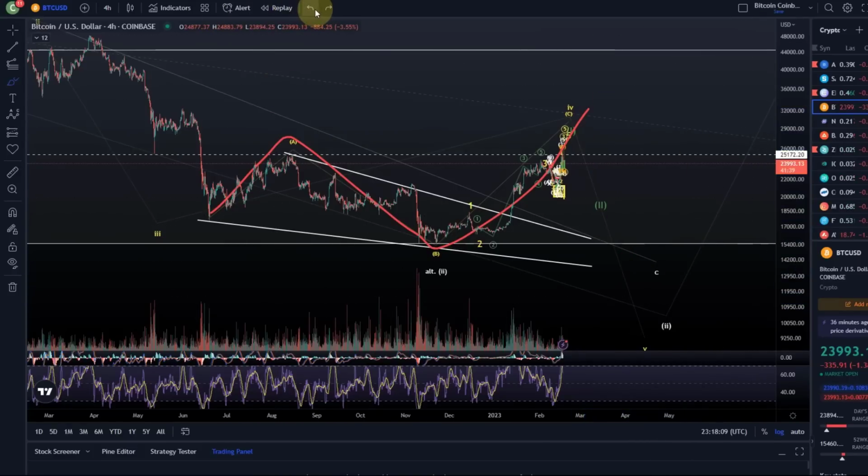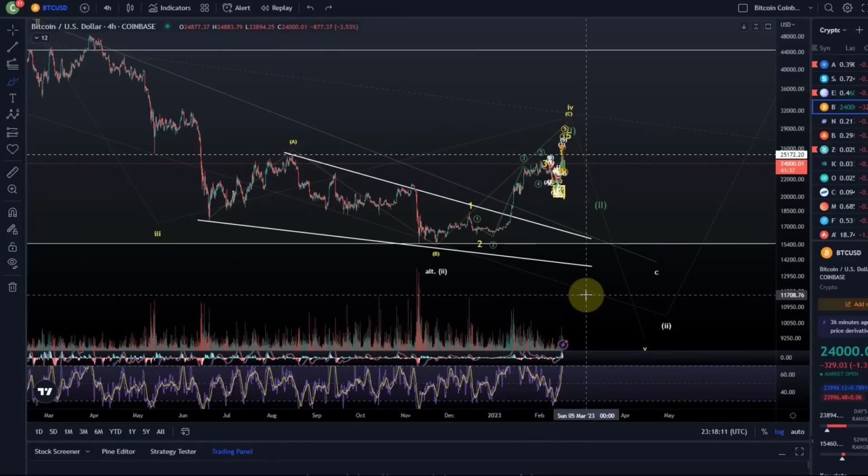But this is sort of the uncertainty we deal with. We don't know. We need to take it level by level, step by step here in the markets. I prefer that very much. I don't want to be too biased. I think that's not a good way.